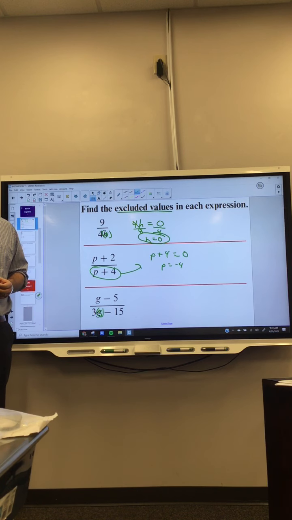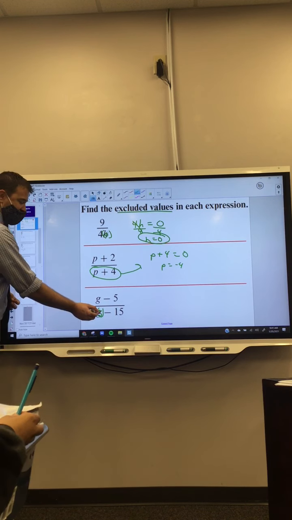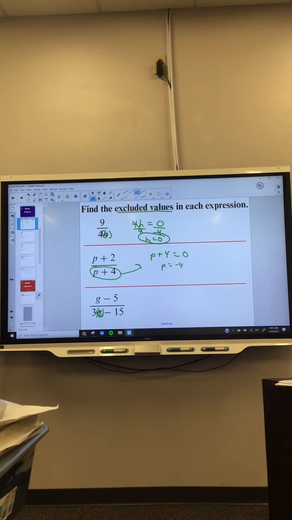Could I use 4? Could g possibly equal 4? Yeah. Could g equal 17? Yeah. Could g equal 0? Yeah. Sure, it could be any of those numbers. The only thing it cannot be is 5, because 5 would make the whole expression undefined.